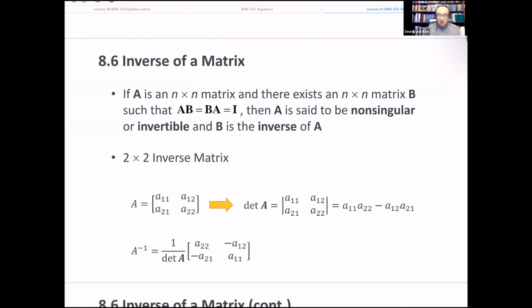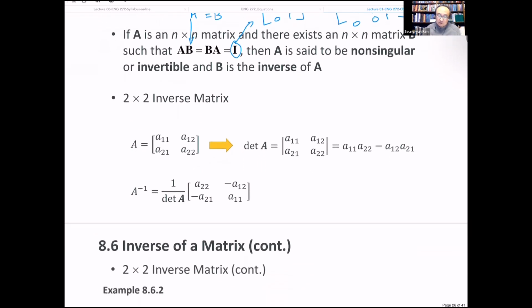Now, let's talk about the inverse matrix. We can find the inverse, but not all matrices have an inverse. If we can find the inverse matrix of a given matrix, so let's say B is the inverse of A, we multiply those two together, then it is an identity matrix, which is 1, 0, 0, 1. If it's 3 by 3, obviously we're going to have 1, 0, 0, 0, 1, 0, 0, 0, 1.